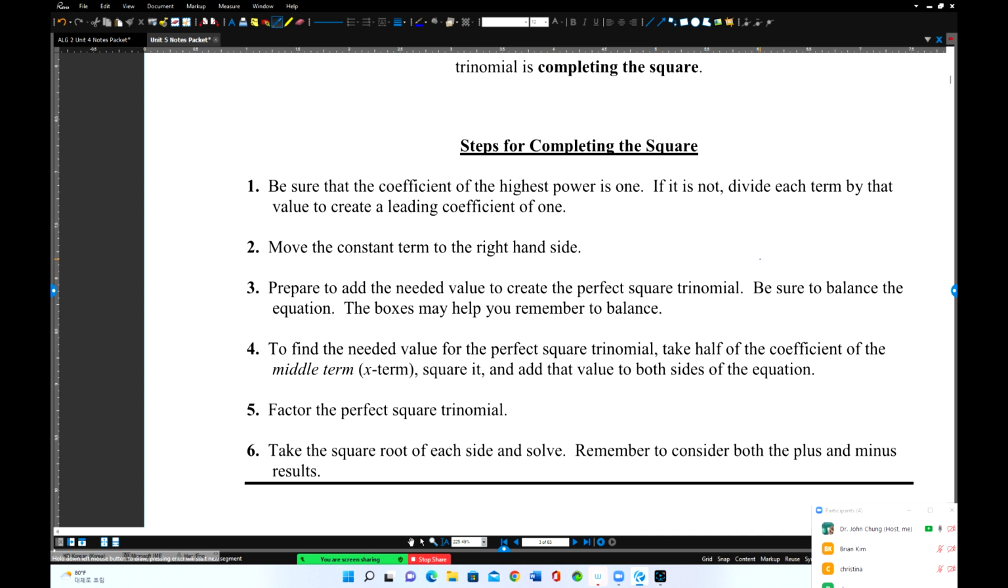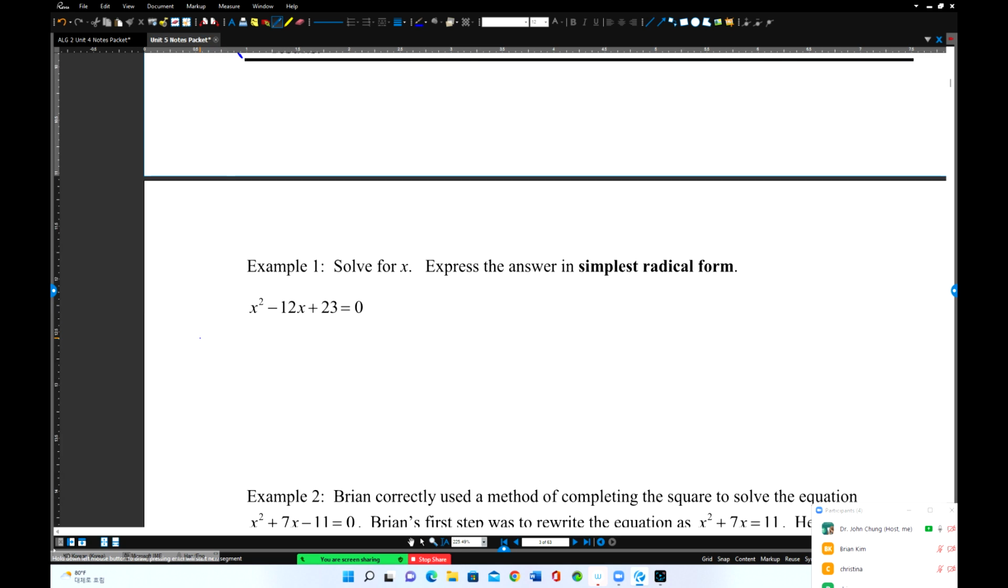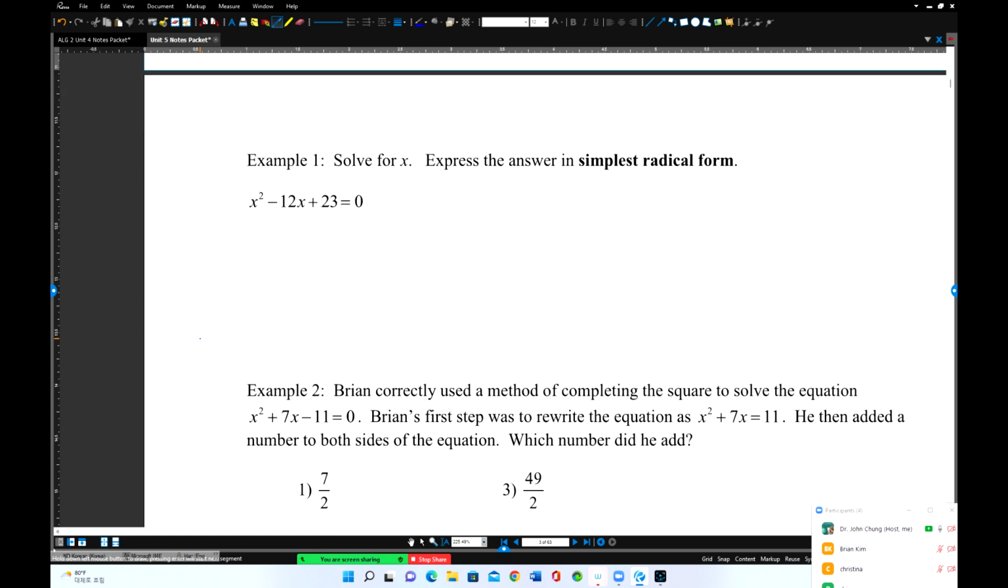You can read this one. Remember, okay? There are just steps there. The next one, you try one more. Simplify in radical form. We're going to find the solutions using completing the square. I'm going to use completing the square, okay?